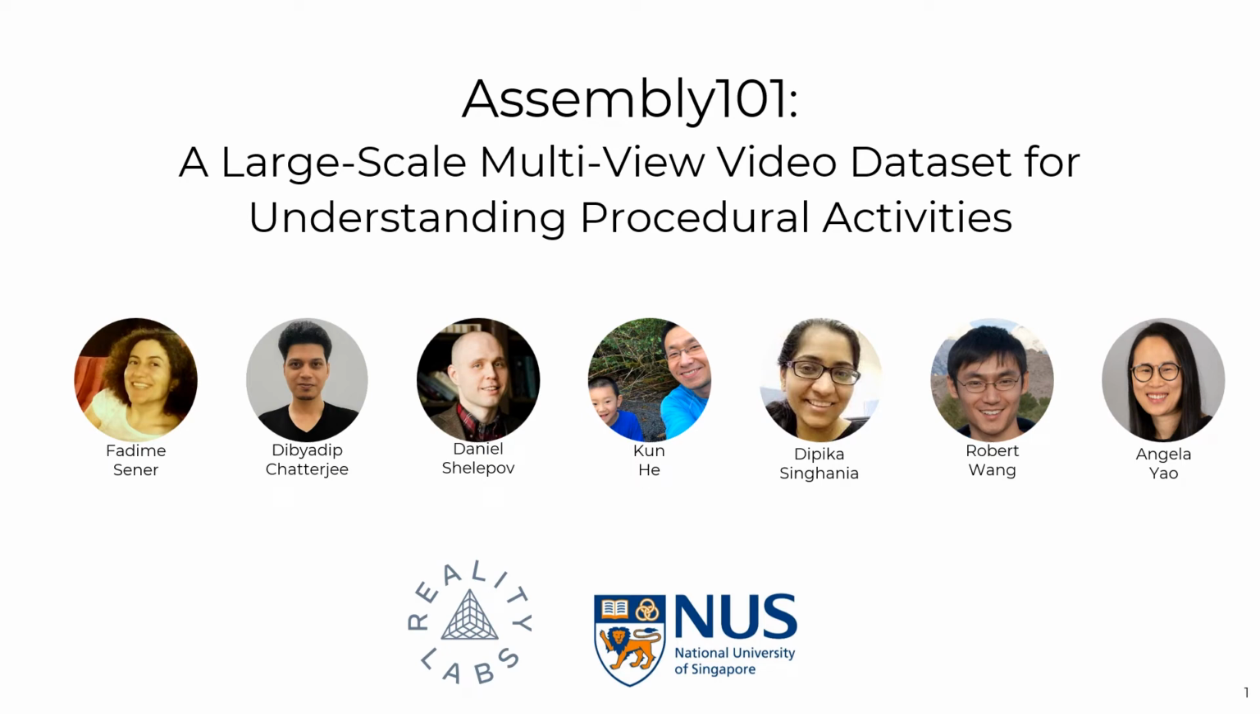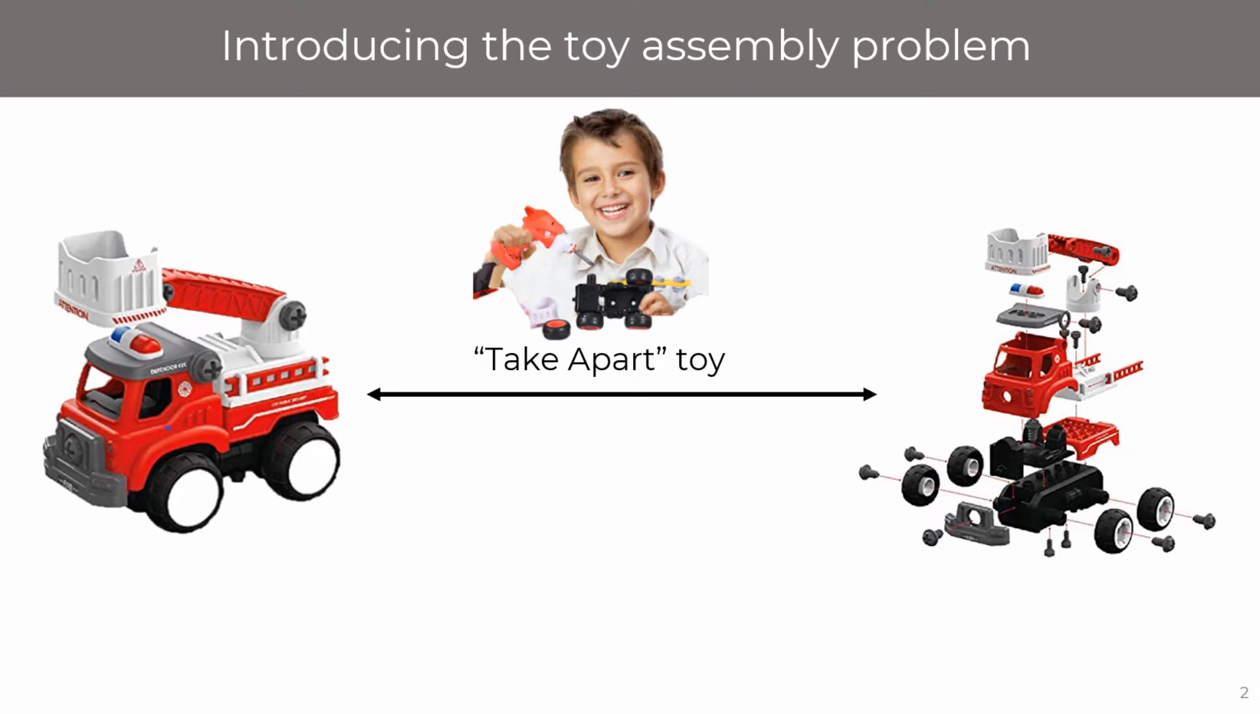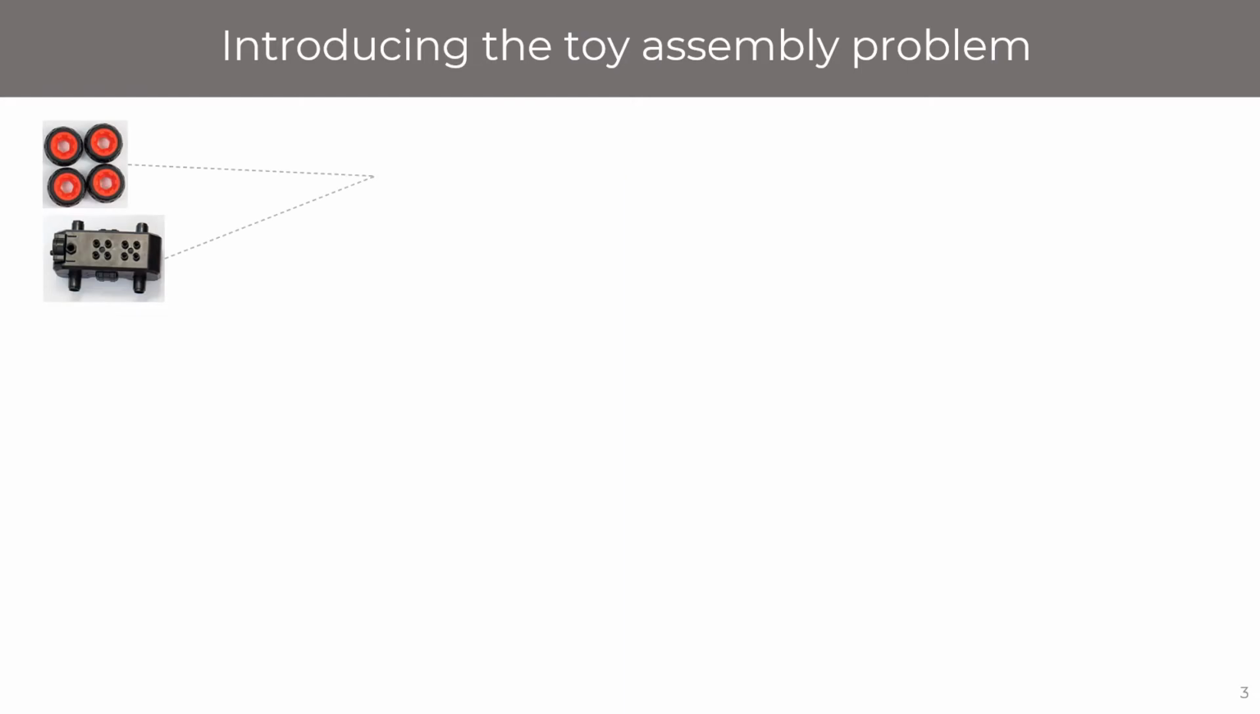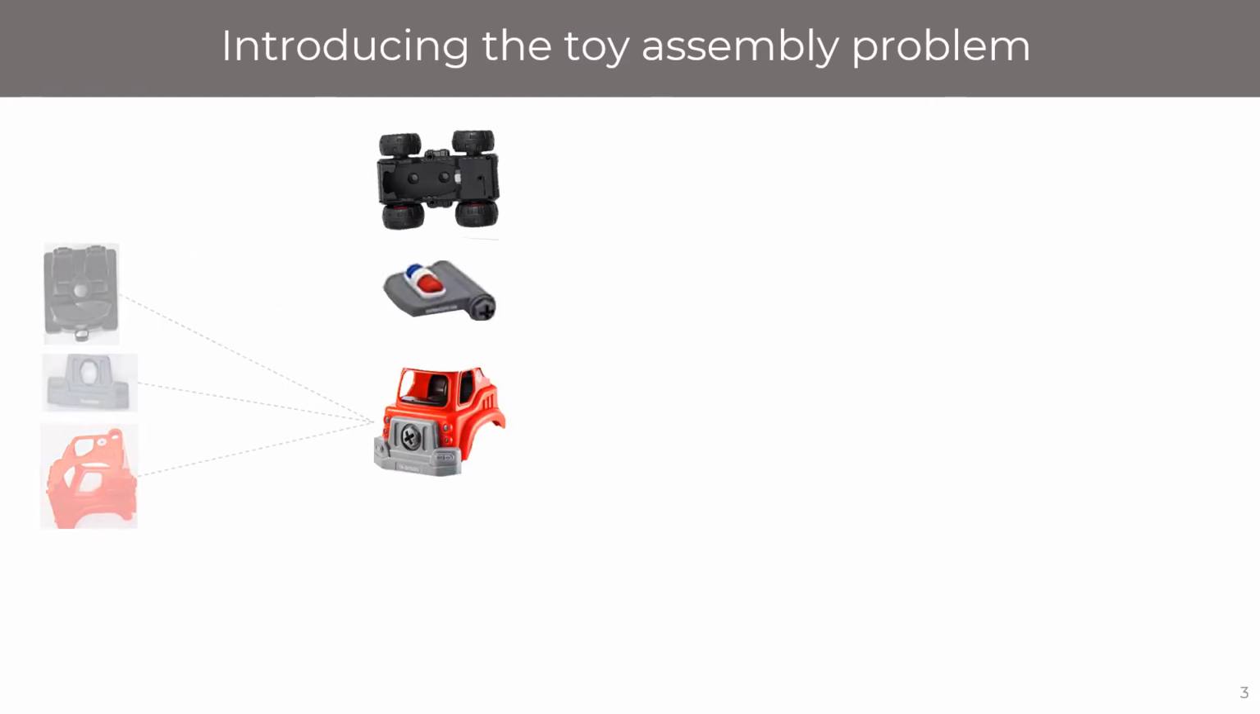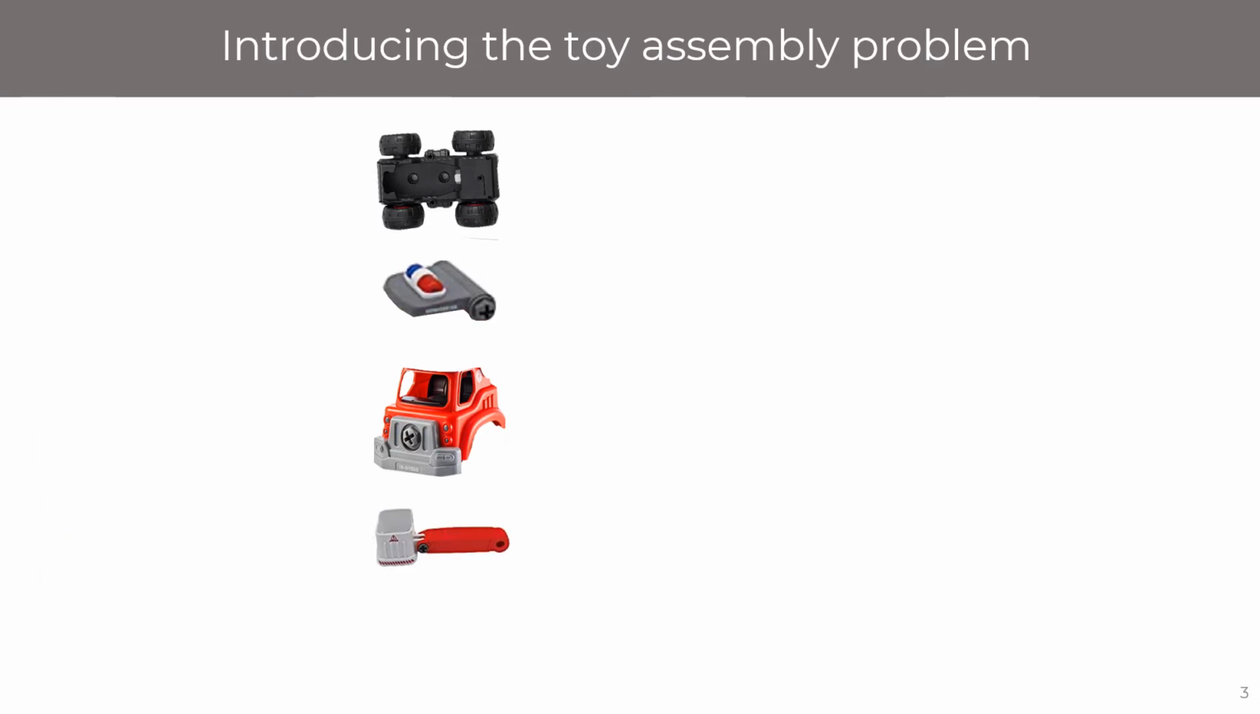In this talk, I will be presenting a large-scale dataset we recently collected called Assembly101. In this dataset, we are looking at the toy assembly problem. These are simple, put-together types of toys with about 5 to 15 components. We are interested in multi-step activities that last over longer periods of time. Also, we want to work with non-strict sequences.